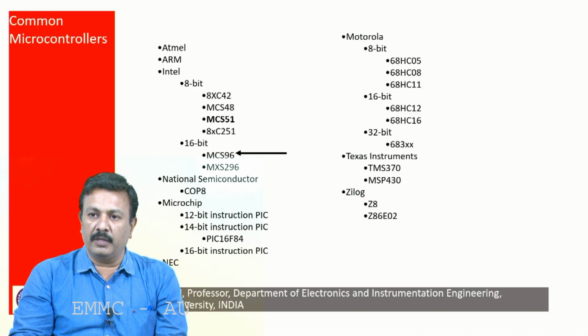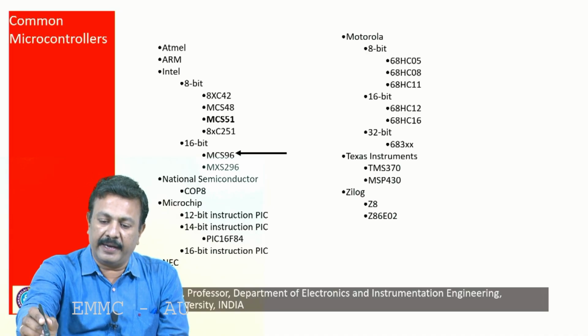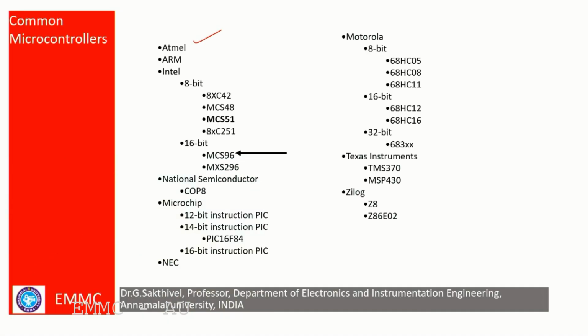So as I told you earlier, the Intel 8051 series, then Atmel, ARM processors, the National Semiconductors. This is one of the popular RISC processors. I will come to that point later, what the RISC and CISC processors are, but the expansion of RISC is reduced instruction set computing.